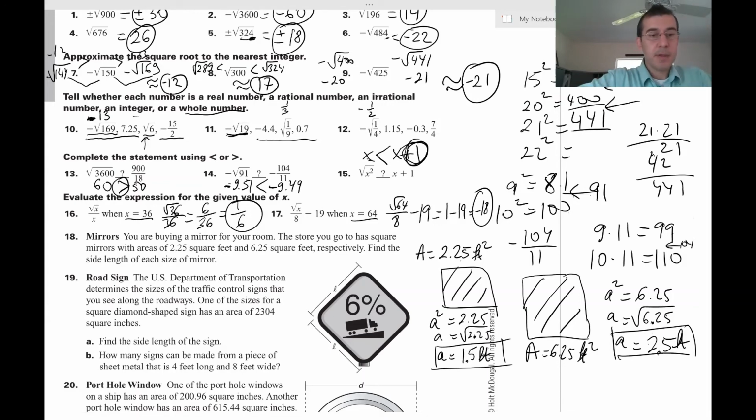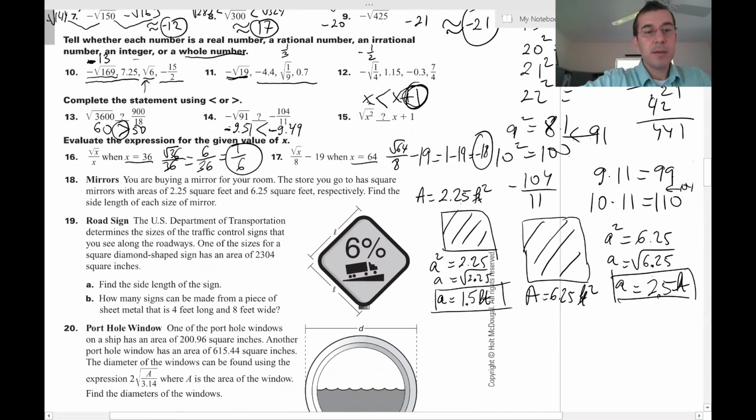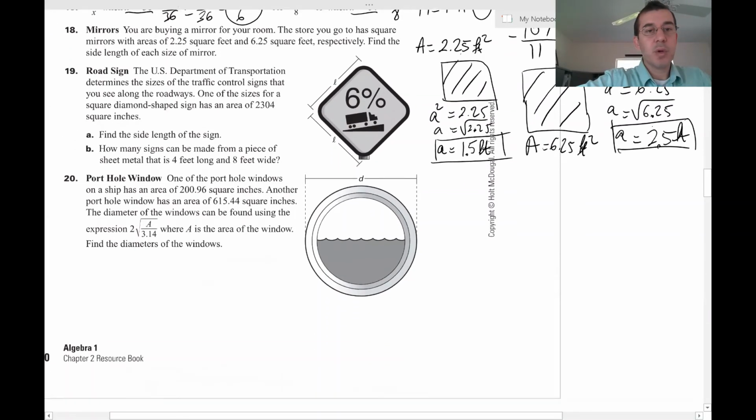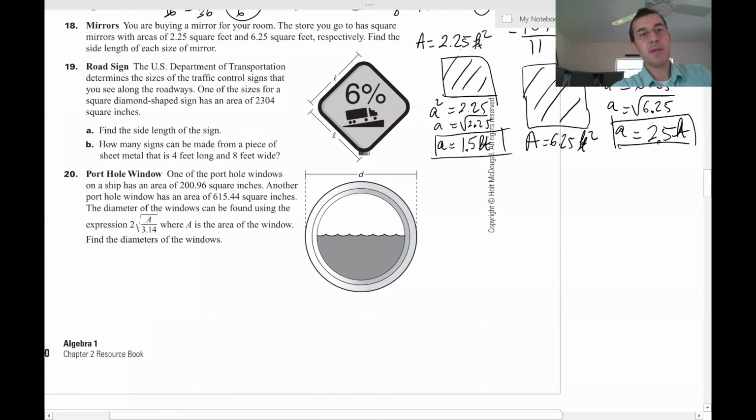So that's it. Number 19, road sign. The US Department of Transportation determines the sizes of the traffic control signs that you see along the roadways. One of the sizes is for a square diamond-shaped sign. This one right here is a diamond, but as you can see, this is L, this is L, this is L, this is L. So it's basically a square, but it's tilted.